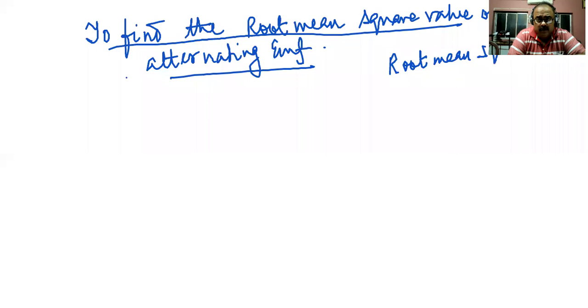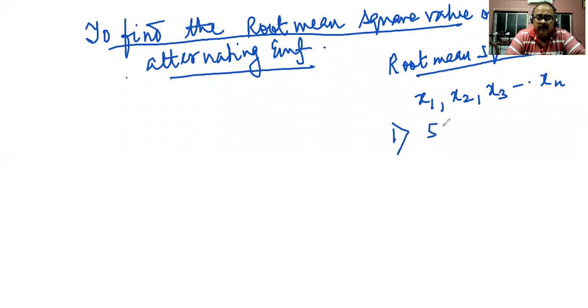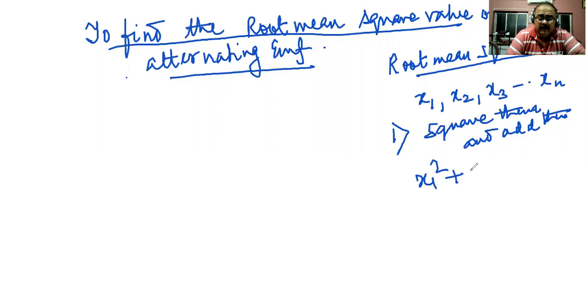square value of a particular set of given data, what we do normally is apply a method where, suppose you have x1, x2, x3, up to xn, this number of terms. First step, we square them and add them. If I square them and add them, what can we get? We can get x1 square plus x2 square plus x3 square plus xn square.